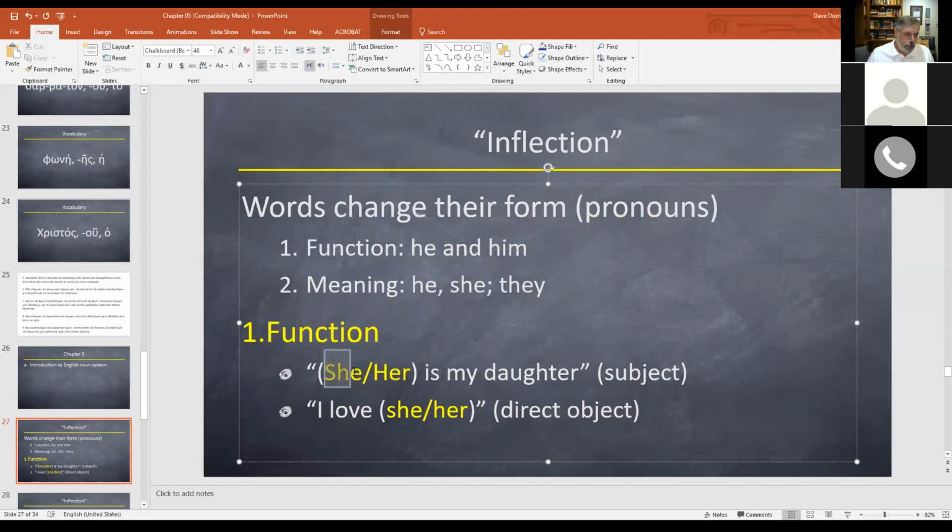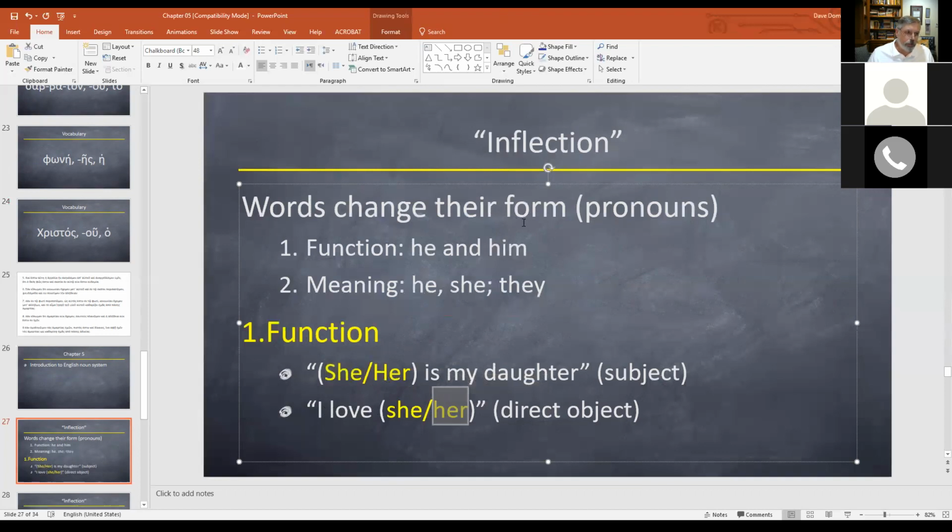But this means the same person, he or she, is functioning as a subject, and so "her," which would function as a direct object, would not be appropriate here. Right. I love she, or I love her? I love her. Her, because her is functioning as a direct object. Those are the same words with different spellings.